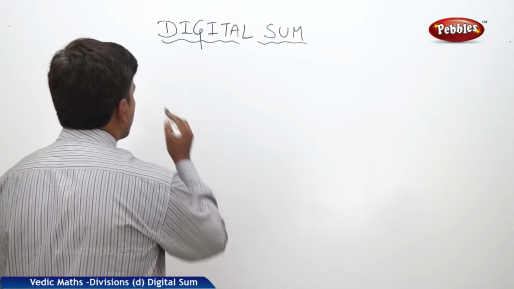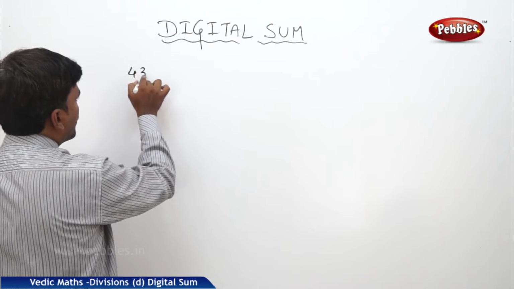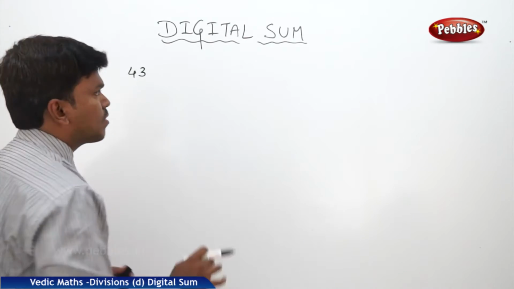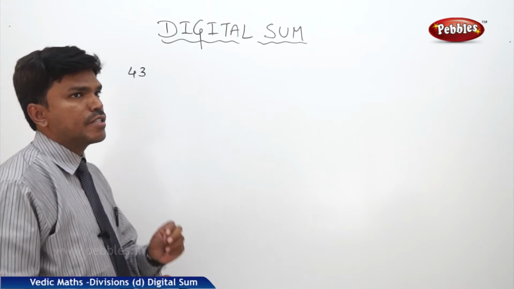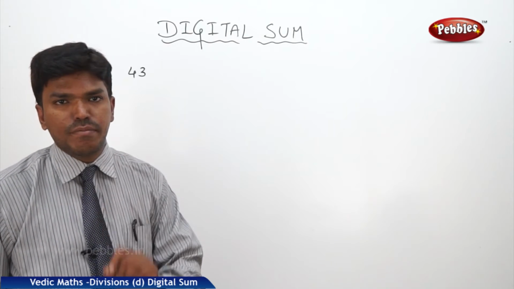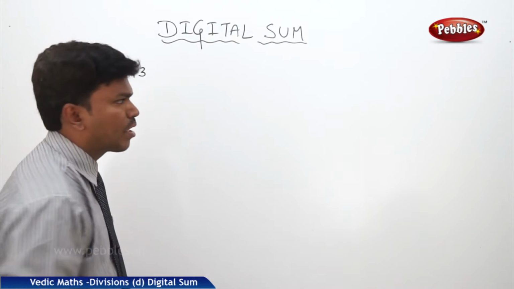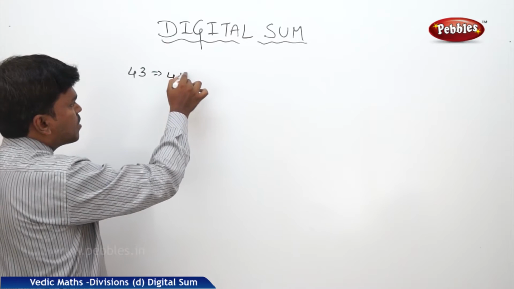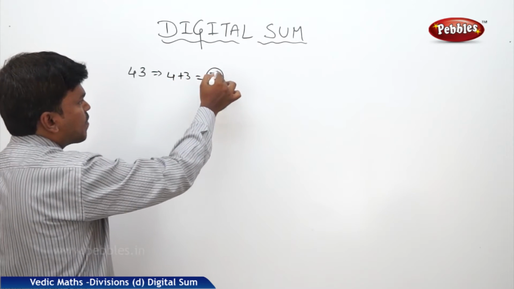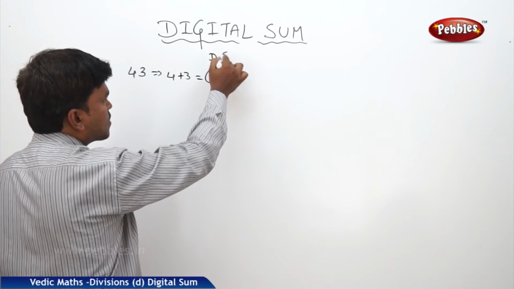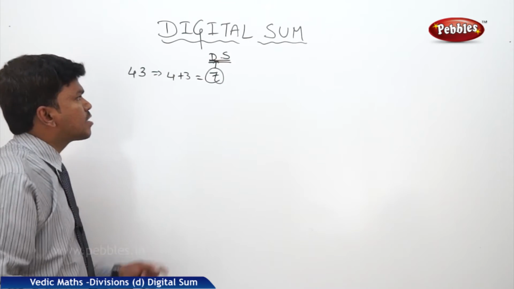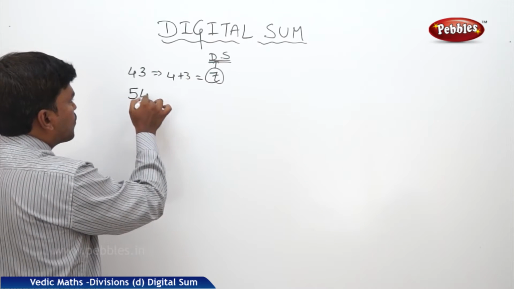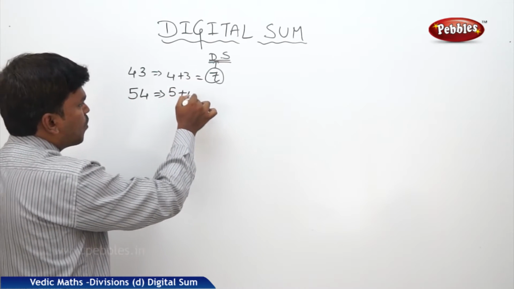For example, suppose 43, a number is there, and if you want the digital sum of this number, digital sum is nothing but simply the sum of the digits in a number until you get a single digit. Now what is the digital sum of 43? It's simply 4 plus 3, how much? 7. So 7 is my digital sum. Digital sum of the number 43 is 7. 54. What is the digital sum of 54? 5 plus 4, 9.